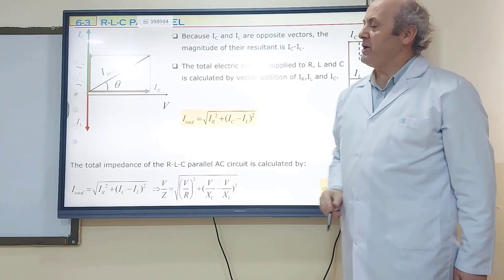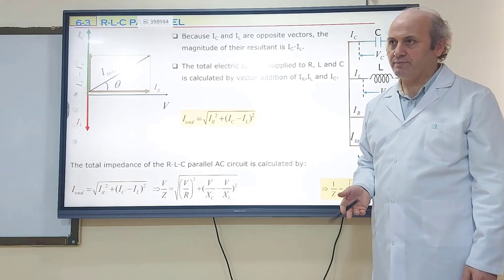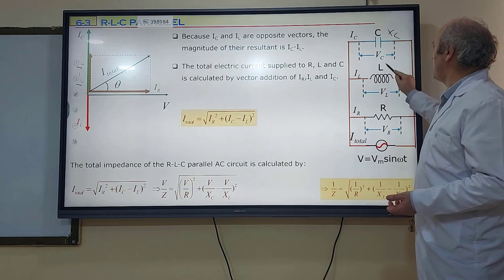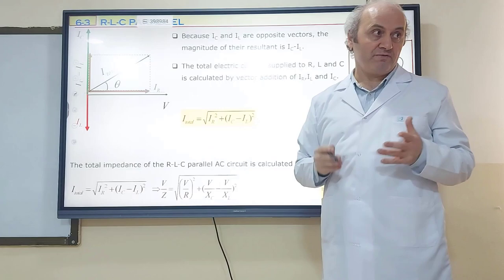In series, we added potential differences. In parallel, we add electric currents. Okay, and we can continue. If I want to now find the total opposition of the circuit, again, there's XC, there's XL, there's R. If I want to find the total opposition of them, I have to again use an equation.